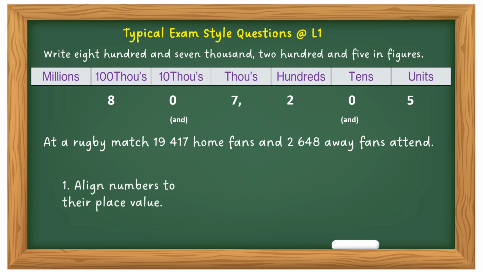All right, and you can see the space there gives you a clue. So there's your 19,417, and you line up the spaces. You can see you're lining up the spaces there, and that tells you that these numbers are in the correct place value. Then you just simply add them up. All right, and you can see the answer is 22,065.